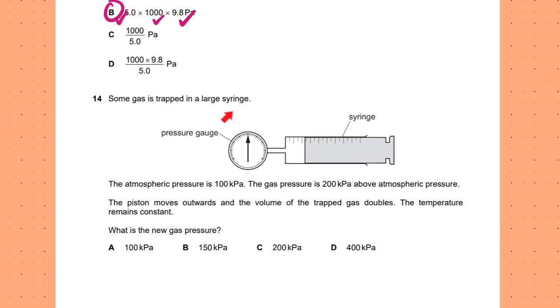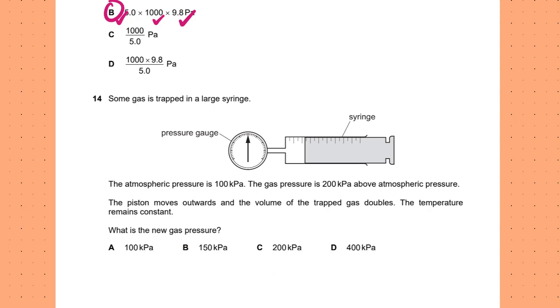Some gas is trapped in a large syringe. Atmospheric pressure is 100 kilopascals. Gas pressure is 200 kilopascals above atmospheric pressure. And the piston moves outwards and the volume of the trapped gas doubles. Temperature remains constant. What is the new gas pressure?